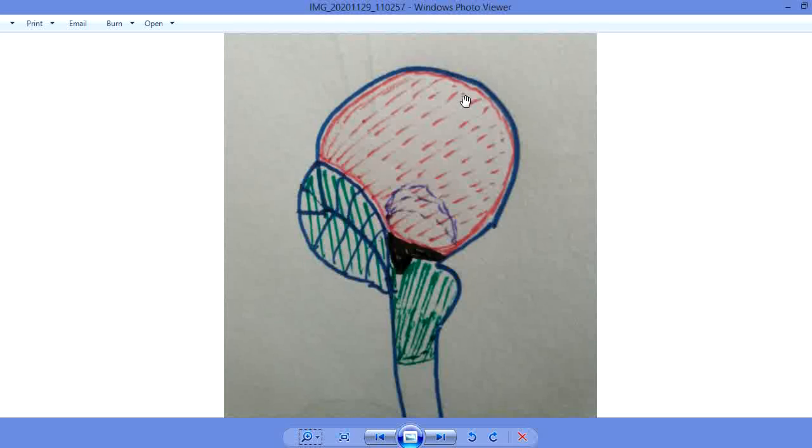This area, as I have told you earlier, is the forebrain. The forebrain consists of the cerebrum and diencephalon. This is the midbrain. The midbrain consists of tectum and tegmentum. The area represented in green color represents the hindbrain.